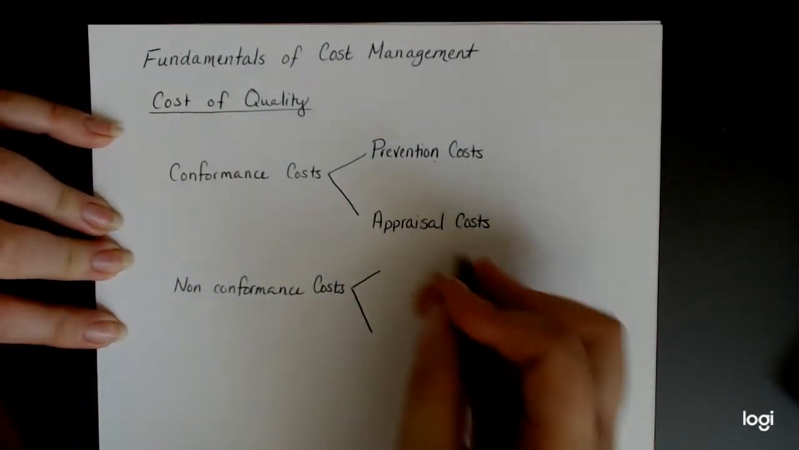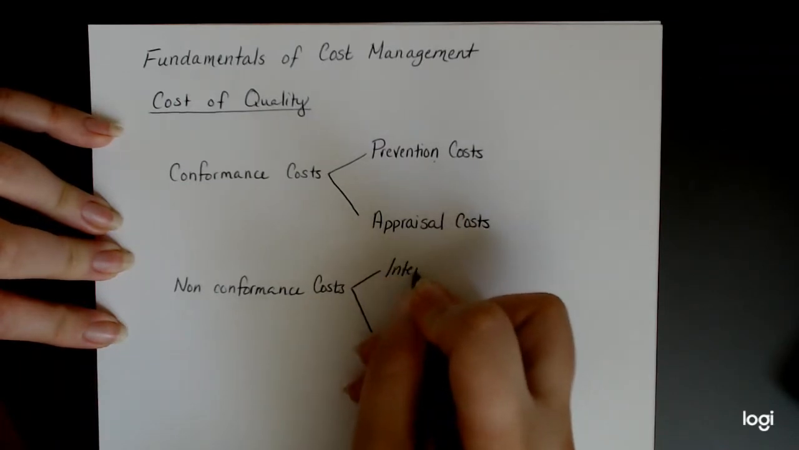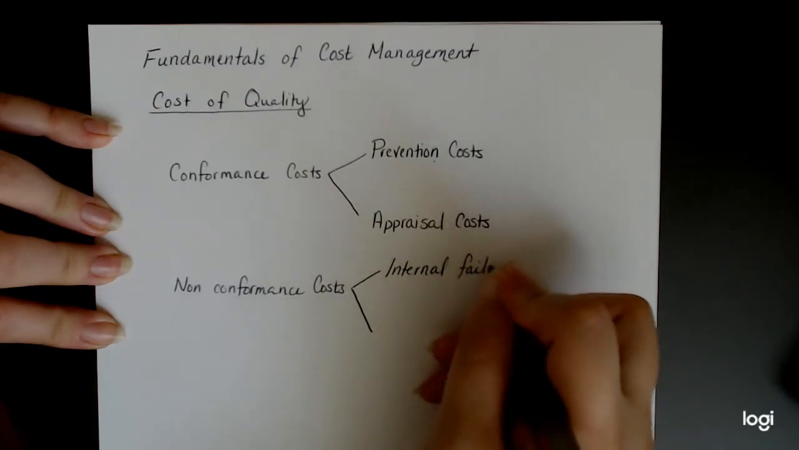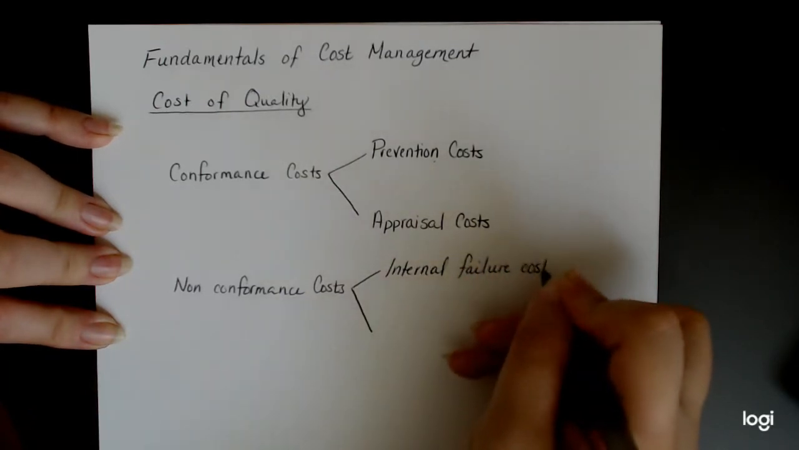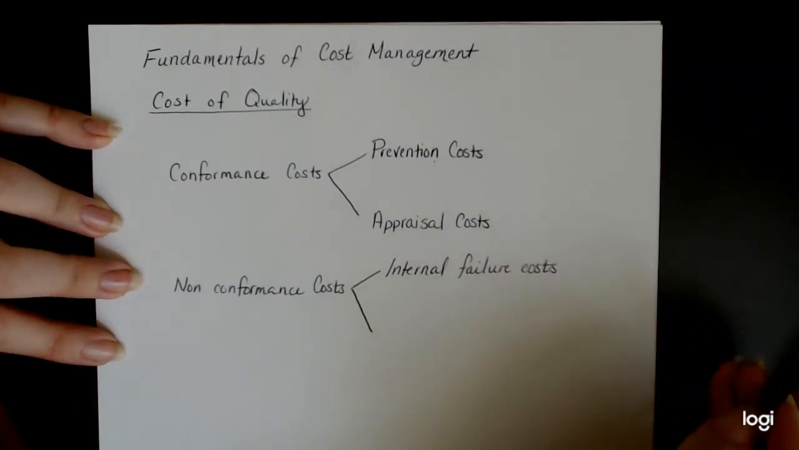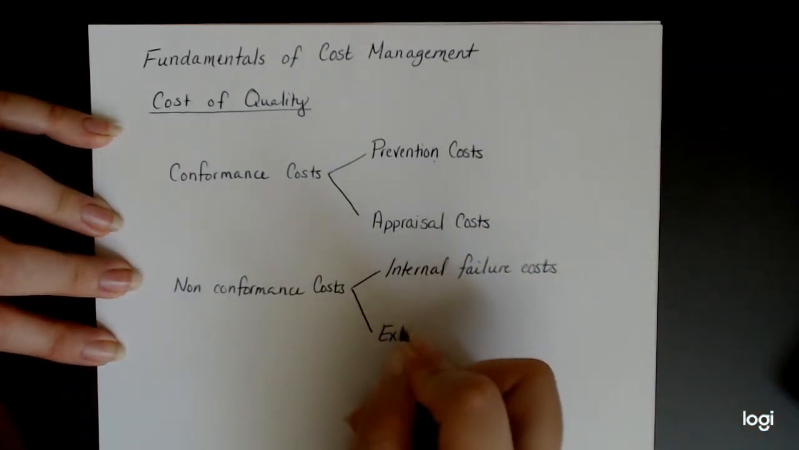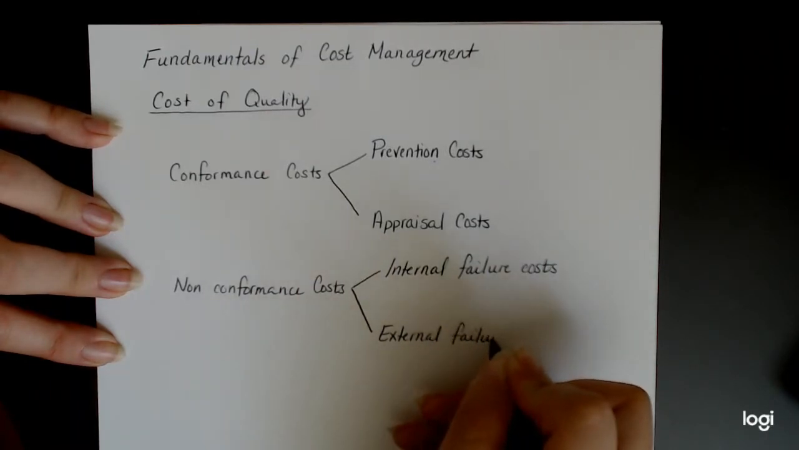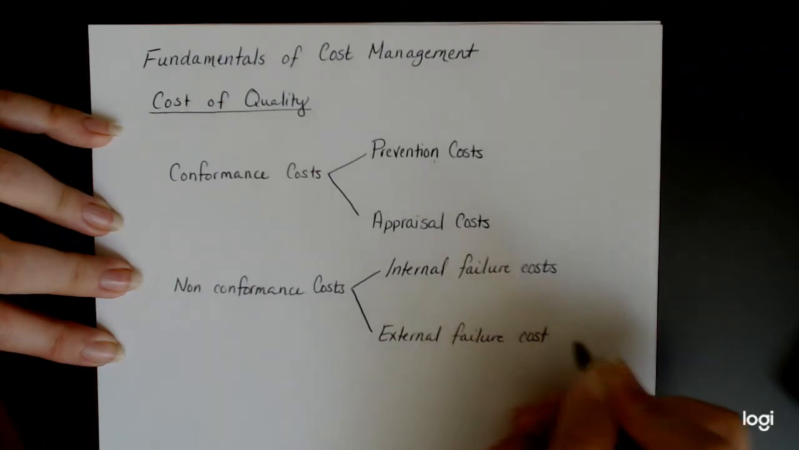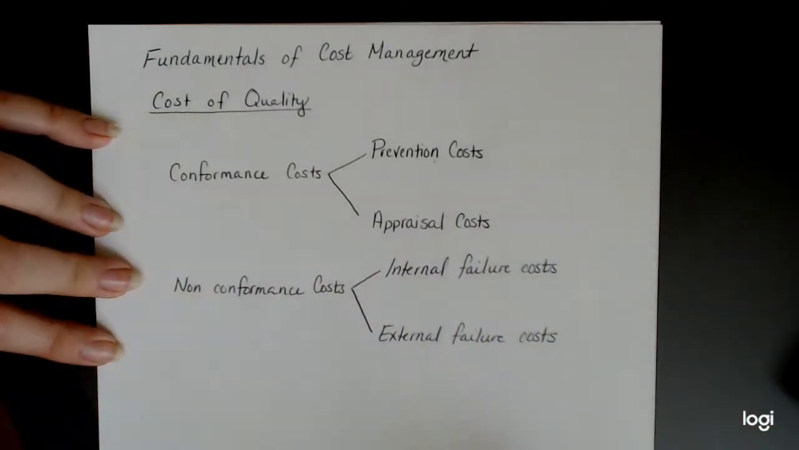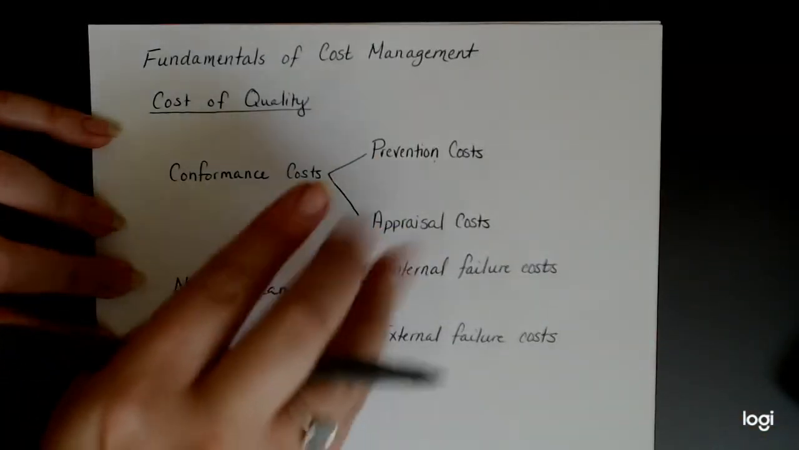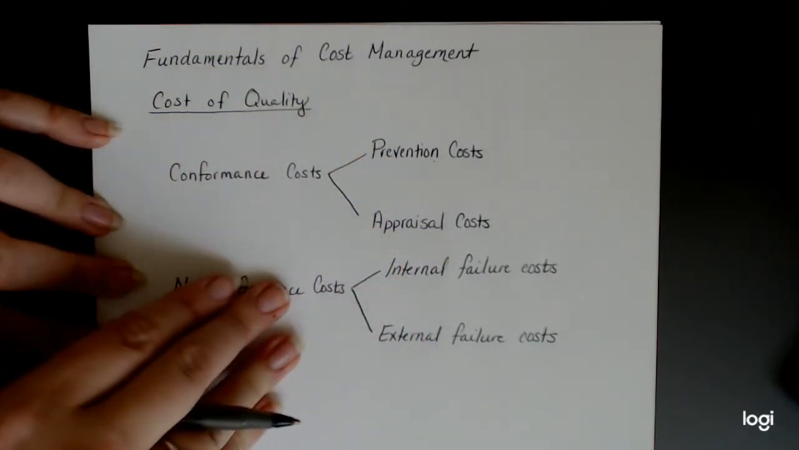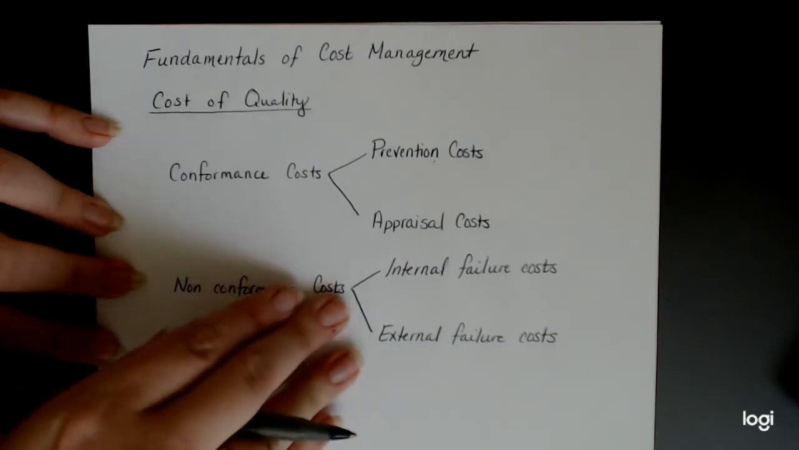And there are two broad categories here. One is internal failure costs, and the other one is external failure costs. So this is when the good has already come off the line, and this isn't us training, and it isn't us testing to see if they have quality. This is the cost that we incur when we find out that they are not up to quality.